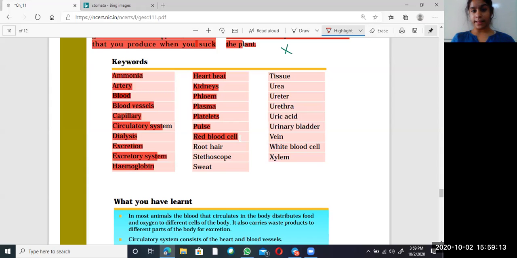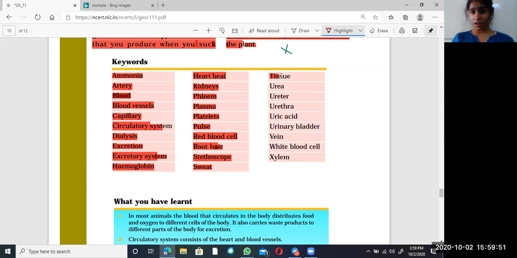Red blood cell, RBCs. Those cells which have hemoglobin in them, and they carry oxygen, they transport oxygen in all the body parts. Root hairs, the hairs present in the roots which help in the absorption of water in plants. Stethoscope, it's an instrument used to measure the heartbeat. Sweat, it's an excrete, it's a waste product.